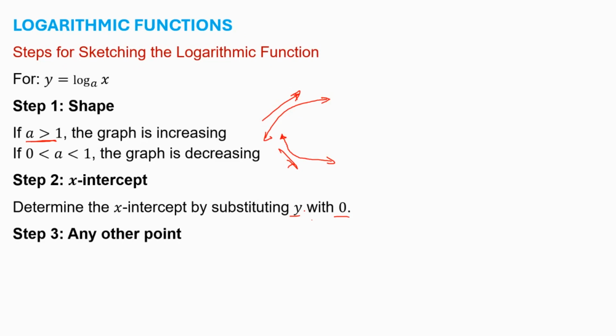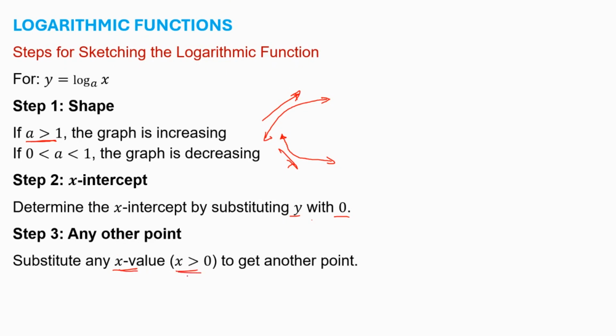How do you find any other point? Substitute any x value which is greater than 0. You can pick any value, not big values, like 2, 3. That value will give you the coordinates of any other point. And then with these three, shape, x-intercept, then any other point, you can sketch the graph.